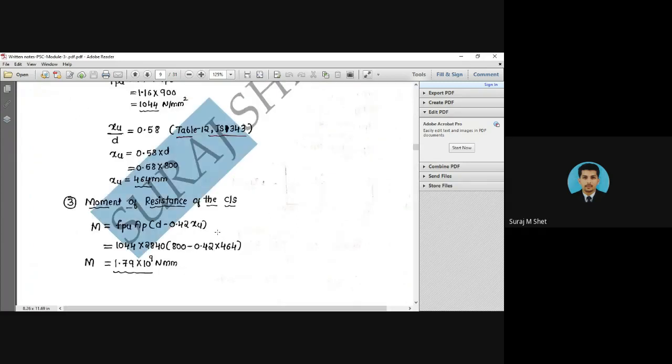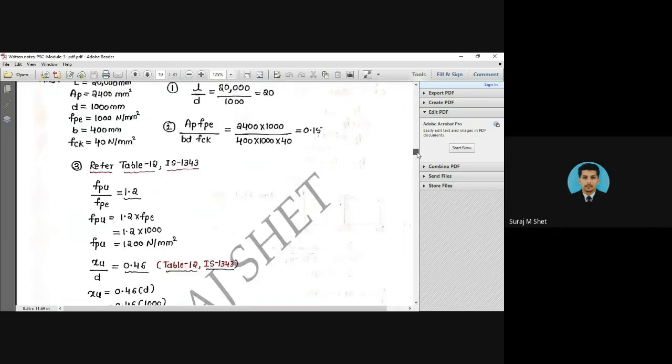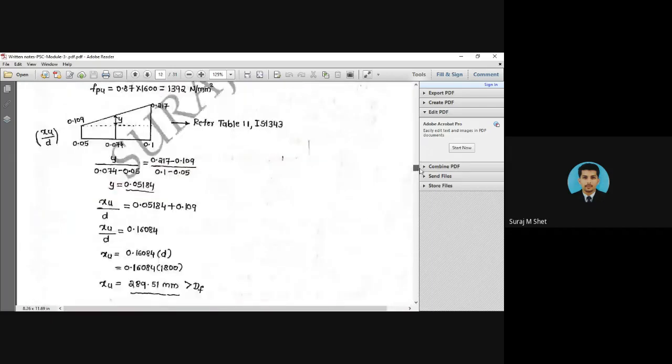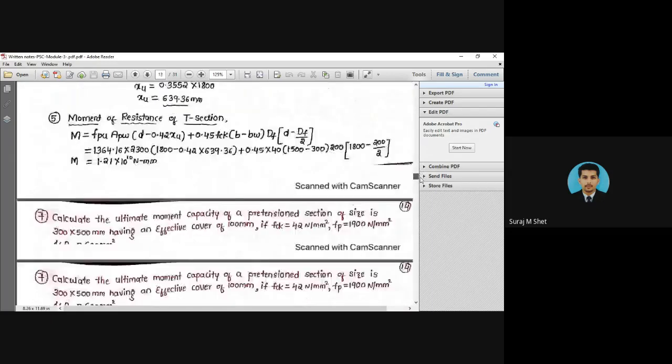The moment resistance formula is equal to FPU into AP into D minus 0.42 into XU. So 1044 into 2840 into 800 minus 0.42 into 464. If you substitute the values, you get the moment of resistance. This is the second type of problem. In the exam they'll ask the same type of problem. You have to remember how to solve this.